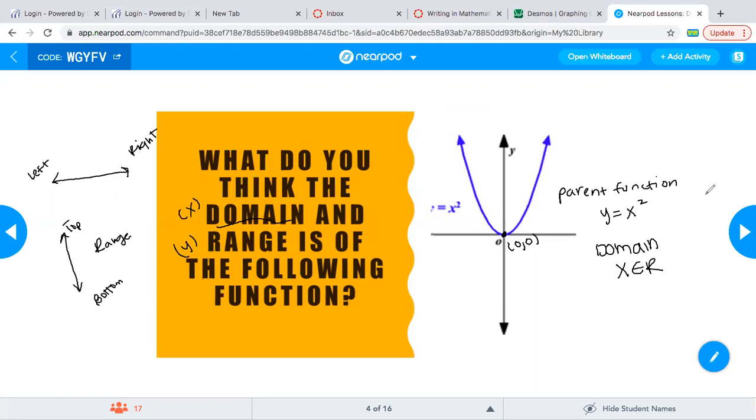But if I was looking at the range, the bottommost point would be what? 0. The y value would be 0. And the topmost point, well, these arrows are telling me it's going to go on forever upwards. So what would you say the range would be? All real numbers above 0. So what I can say is y is greater than or equal to 0, because everything above the 0, including the 0, goes through that point.